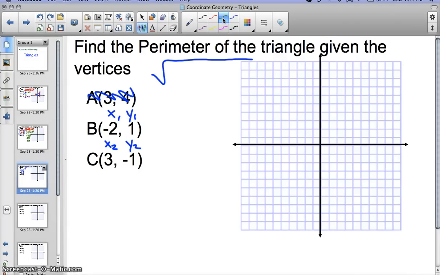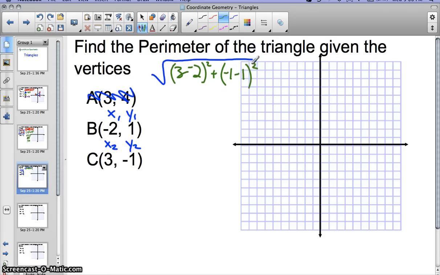If you think about it, if you're driving from Monmouth to Augusta, it's 17 miles. If you drive from Augusta back to Monmouth, it's still 17 miles. Distance is a positive number, no matter which way you go. So here we go. X2 is 3 minus negative 2 squared plus y2 negative 1 minus 1 squared.